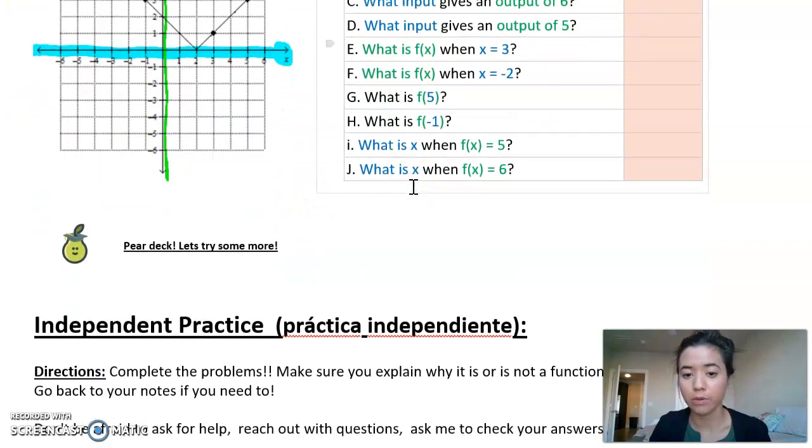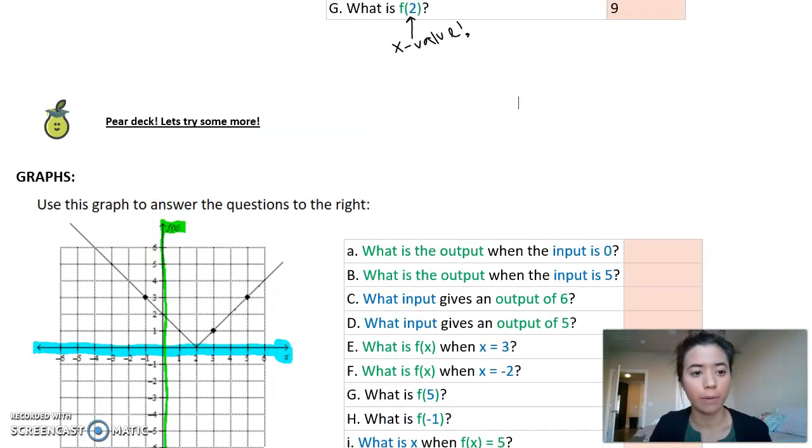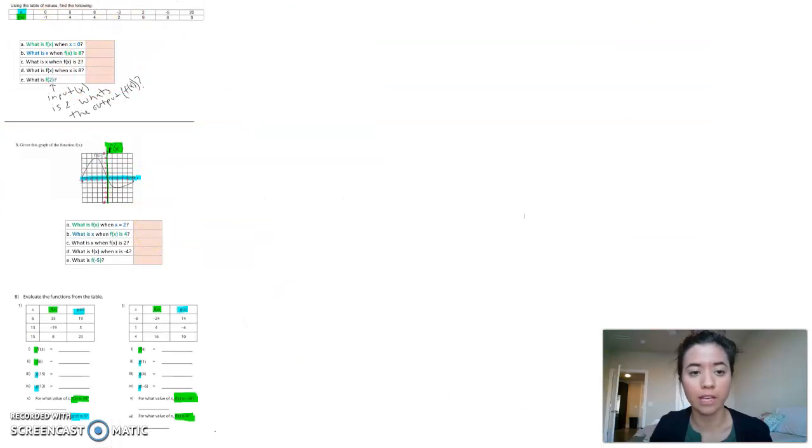So we just spent some time doing the table, and in our independent practice, you will do that as well. That's how you will start.